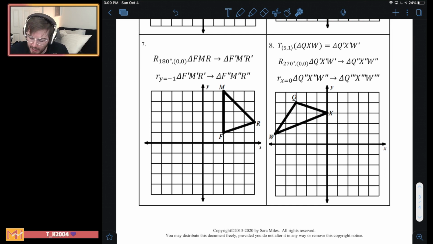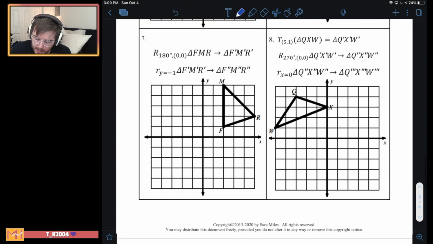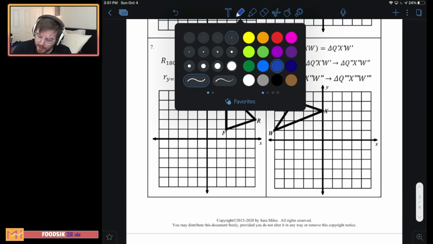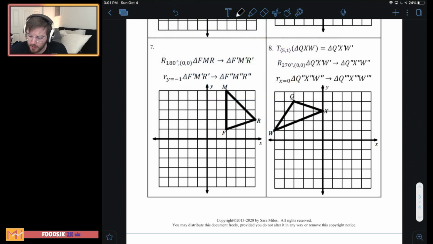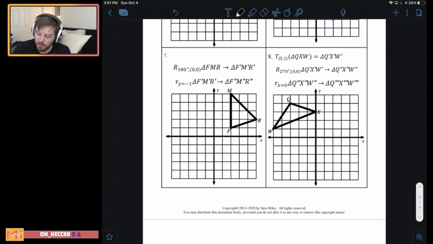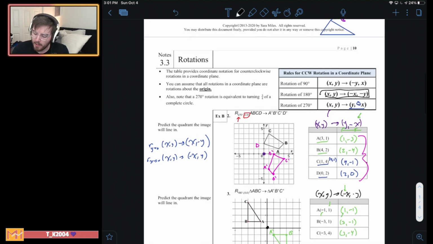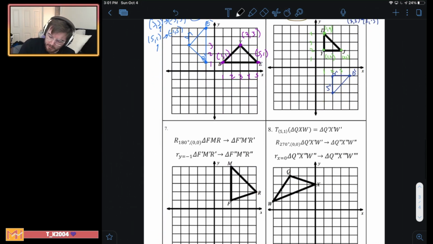All right, let's put it together and combine what we know. Let's take our sweet time here. This is a great review of all of our transformations that we've learned thus far. So the first thing says rotate it 180 degrees. Let's go back up and get that rule one more time. That's (x, y) to (-x, -y).